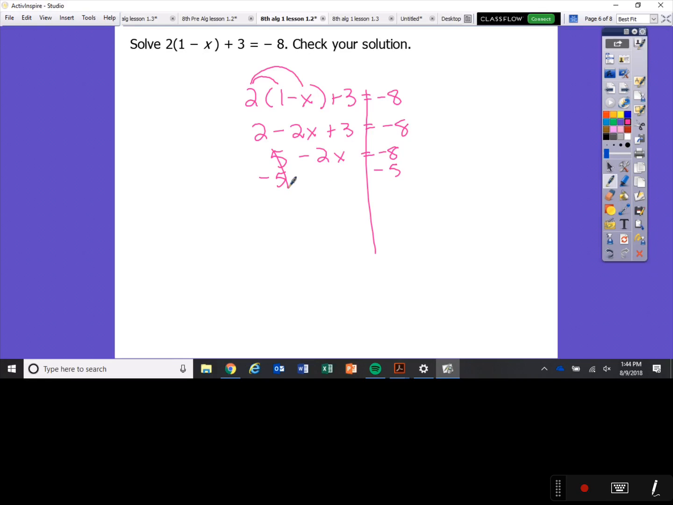And what am I left with? Negative 2x equals negative 13. They're both negatives, so you divide. Now what do I do? You divide by negative 2. And now I've created a decimal. 6.5. I did it.